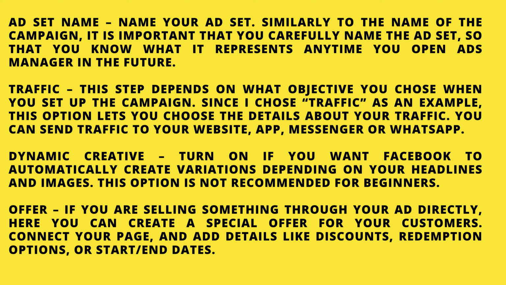Since I chose traffic as an example, this option lets you choose the details about your traffic. You can send traffic to your website, app, Messenger or WhatsApp. Dynamic creative: turn on if you want Facebook to automatically create variations depending on your headlines and images. This option is not recommended for beginners.